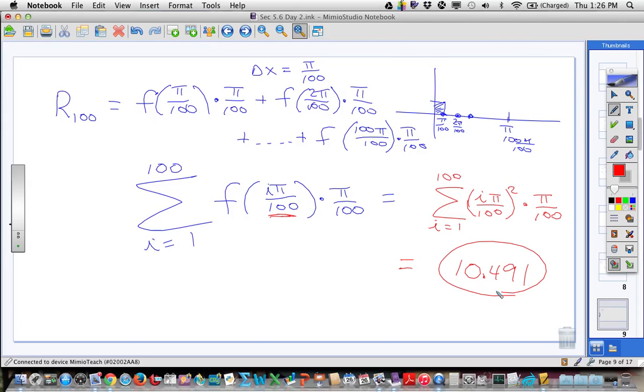We're going to have to do n rectangles, right? Not a certain number of rectangles. We're going to have to do n rectangles, and we're going to have to let n go to infinity. That's what we're going to have to do.